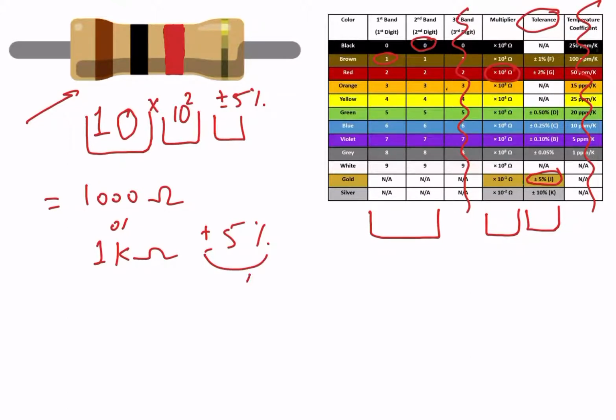This means that this resistor is not an ideal resistor. Its value will be between 950 to 1050 ohms.